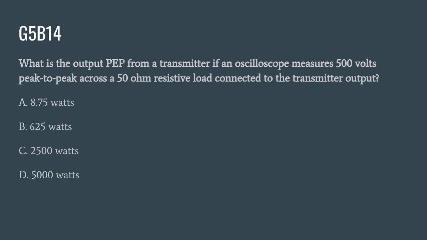G5B14. What is the output PEP from a transmitter if an oscilloscope measured 500 volts peak to peak across a 50 ohm resistive load connected to the transmitter output? A. 8.75 watts. B. 625 watts. C. 2500 watts, or D. 5000 watts? Correct answer B, 625 watts.